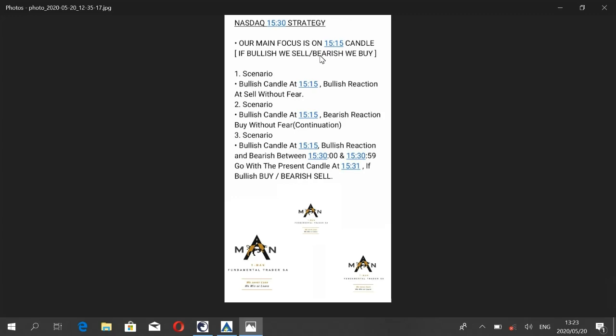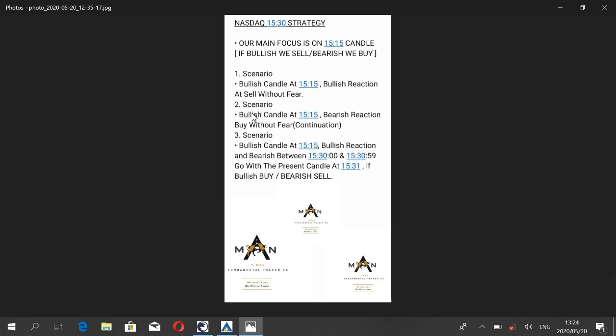Okay, so we have three scenarios now. Our first scenario: if we have a bullish candlestick at 15:15 and a bullish reaction at 3:30, sell without fear. Remember, your execution time is 15:31.